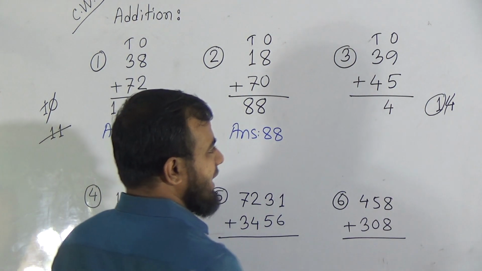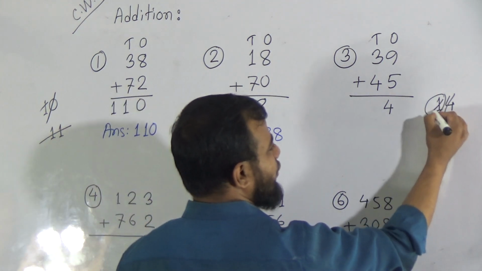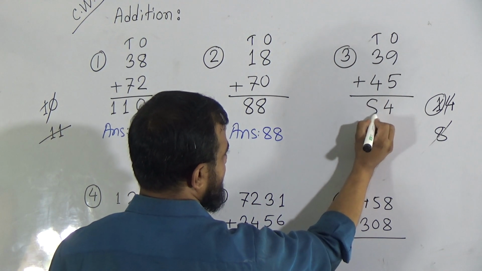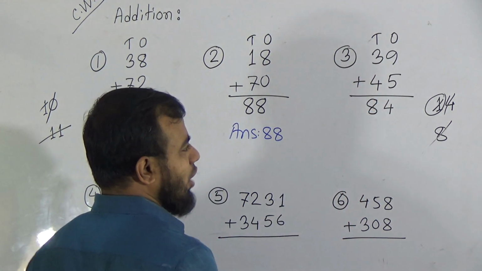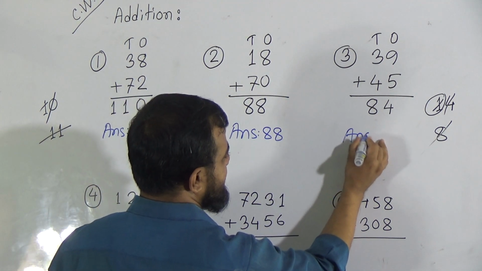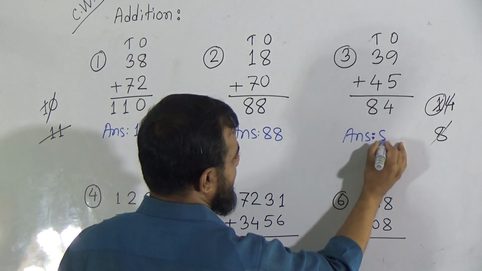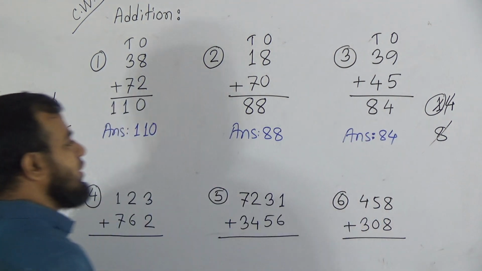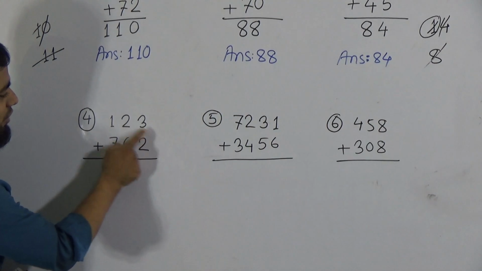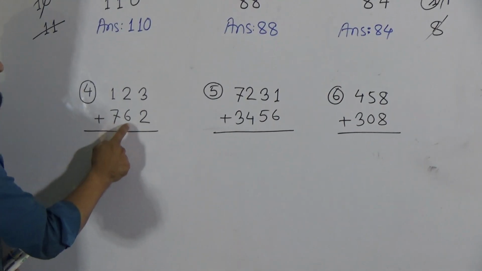It will be 7, and this carrying 1 will make 8. 8 is a single digit number. We can write down directly 8 here. And nothing to add. So, our answer is 84. You must write down also the answer after the solution. It's 84. Now the number 4 question is we need to add 123 with 762.